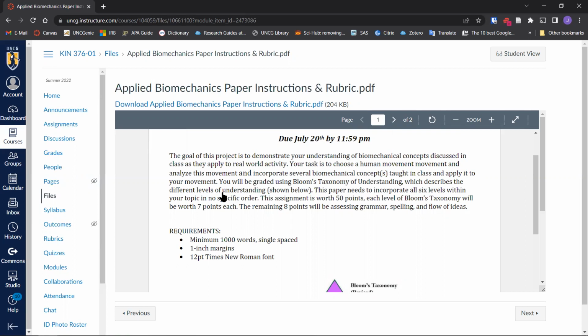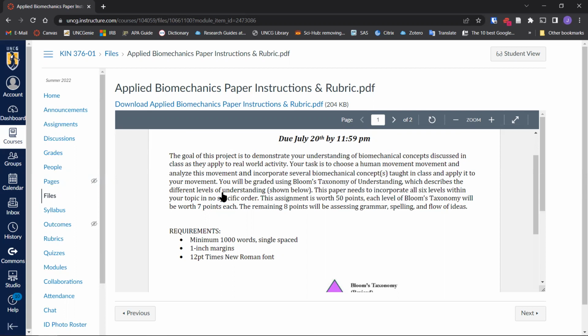Once again, this could be in any setting you want. It could be in a recreation setting, it could be in sports, it could be in performance, you know, if you're looking at becoming a trainer, performance enhancement, rehabilitative, any real setting you want, and use that, but using biomechanics to discuss this movement.